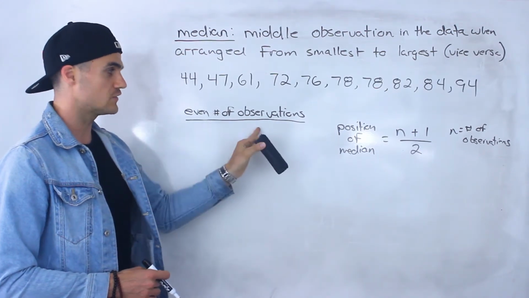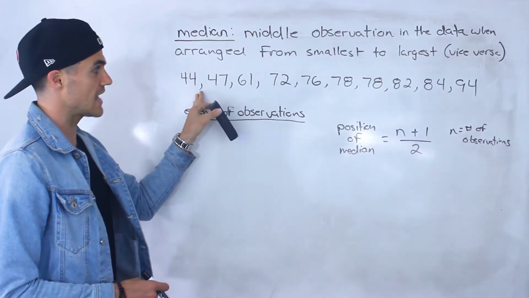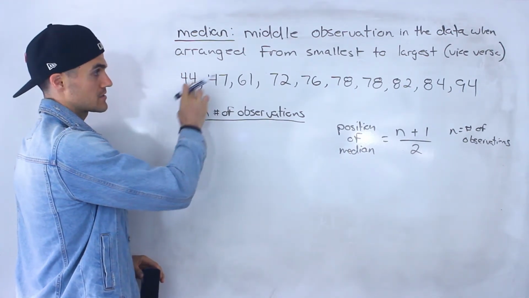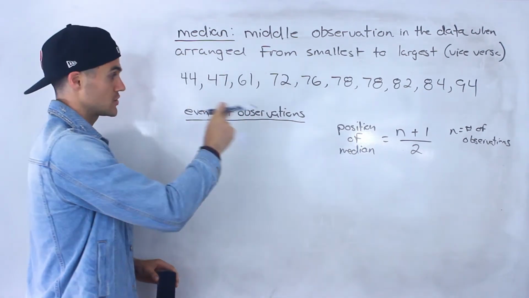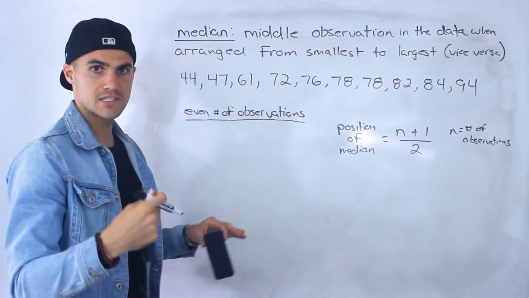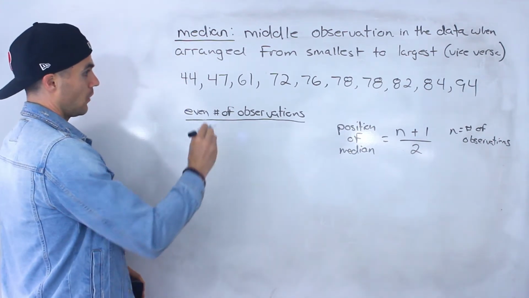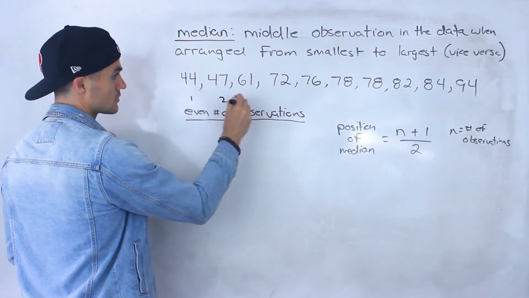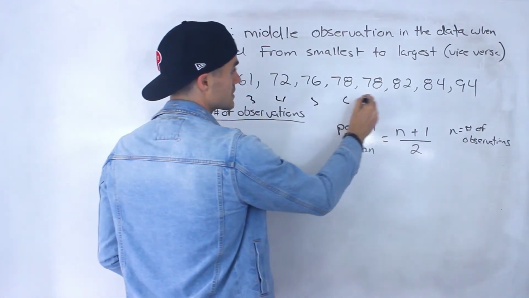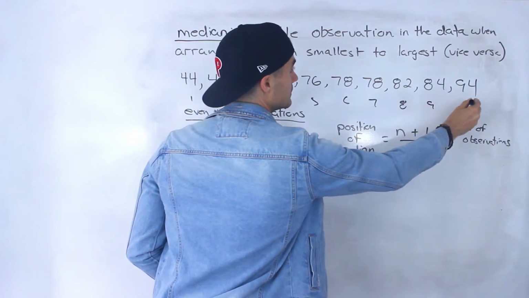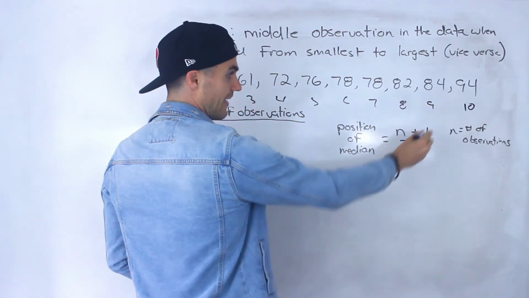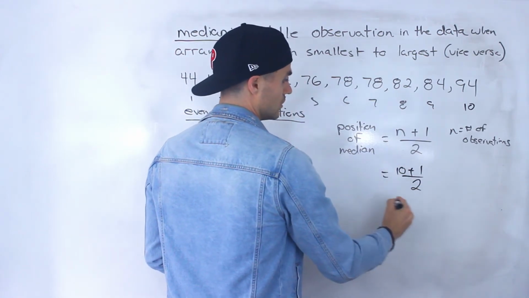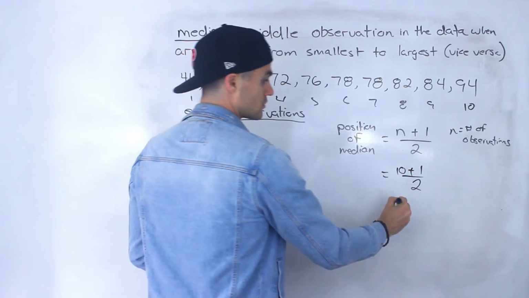Now, what if there's an even number of observations? So notice that I have the same data, but I added this 44 at the beginning. So instead of 9, there are now 10 observations, which is an even number. How is the process for finding the median going to change? Well, this formula is still going to stay the same. So if we write out the positions, we'll have 1, 2, 3, 4, 5, 6, 7, 8, 9, 10. But in this case, n, the number of observations, is going to be 10. So you'd go 10 plus 1 divided by 2, which would be 11 divided by 2, which would be 5.5.